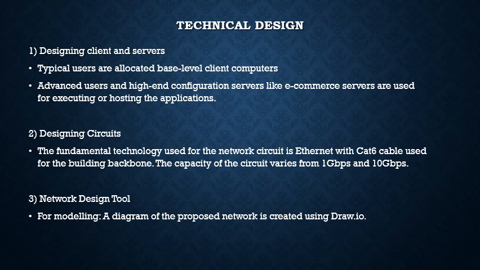Technical design. Designing client and servers. Typical users are allocated base-level client computers, and for advanced users, high-end configuration servers like e-commerce servers are used for executing or hosting the applications. Designing circuits. The fundamental technology used for the network circuit is Ethernet, with Cat6 cable used for the building backbone. The capacity of the circuit varies from 1 Gbps to 10 Gbps.